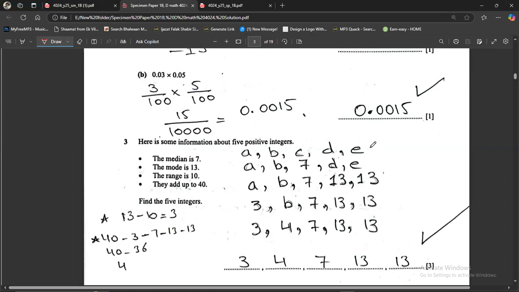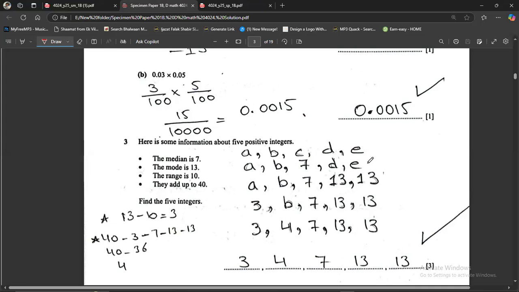We have 5 numbers. Suppose they are A, B, C, D, and E. Their first statement is that the median is 7. The median is when you arrange those 5 numbers, and the number in the middle is the median. So it means that C is 7. So A, comma B, comma 7, comma D, comma E. The C is basically 7.